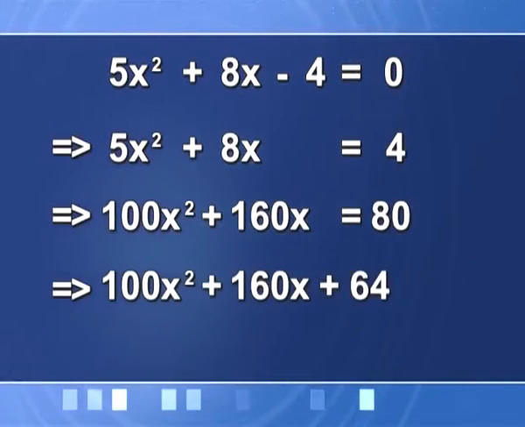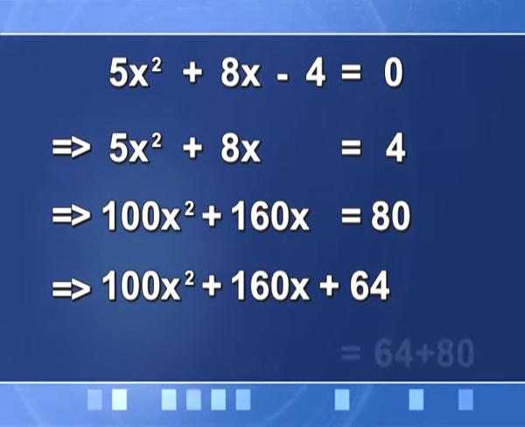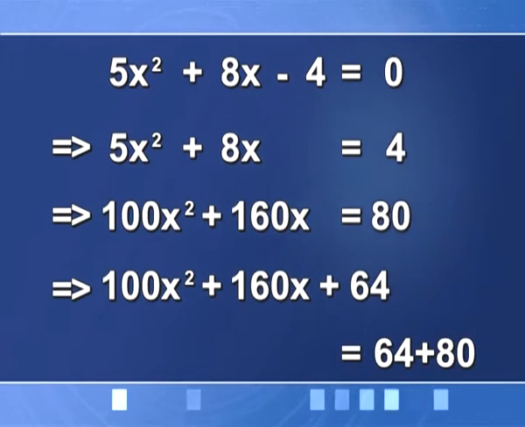Then what did I do next? In the process, I advise you to add the square of the coefficient of x. Coefficient of x is 8, the square of 8 is 64. So, 64 I add to the left and I add to the right. So, I get 100 x square plus 160 x plus 64 is equal to 64 plus 80.